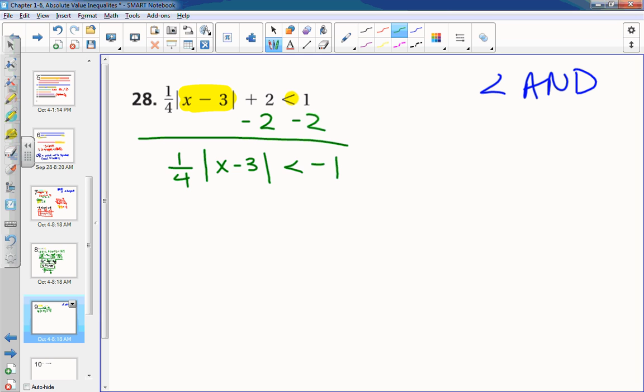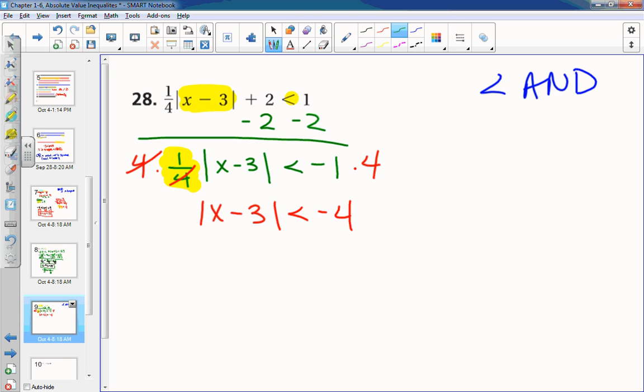How do I get rid of the 1/4? Well, this 1/4, I need to get rid of that by multiplying by 4 on both sides. So this goes away, and I'm left with the absolute value of x minus 3. Did I multiply by a negative? I did not, so I keep my sign, is less than -4.